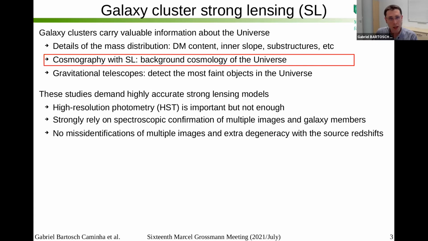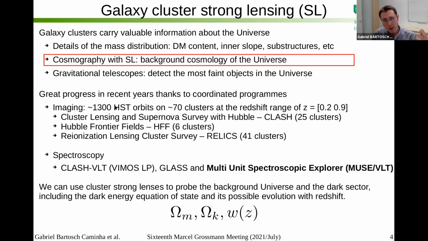background sources. For the photometry, we use HST, which has been used extensively to observe galaxy clusters in different surveys. Basically, we have over 1,000 HST orbits observing clusters, around 70 clusters in several different large programs, for example the CLASH survey, and after that the Hubble Frontier Fields, observing very deeply a very small sample of clusters. And also the latest survey, RELICS, that observed 41 clusters with good HST imaging.